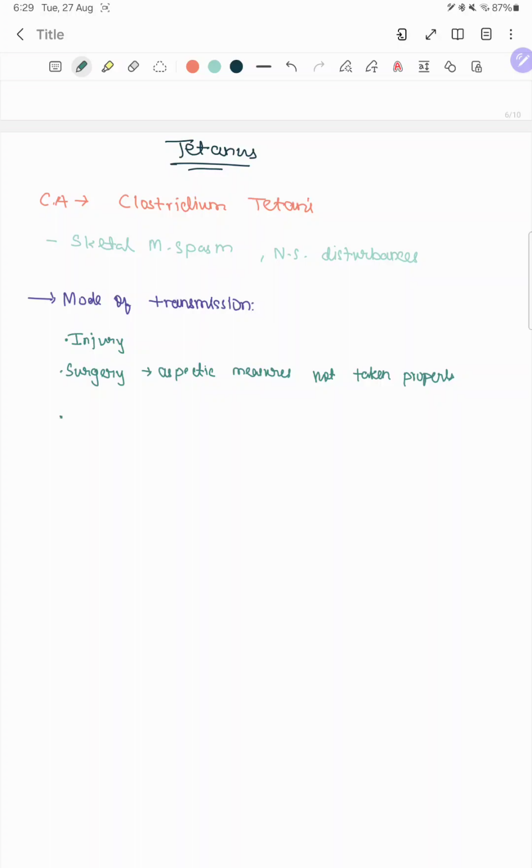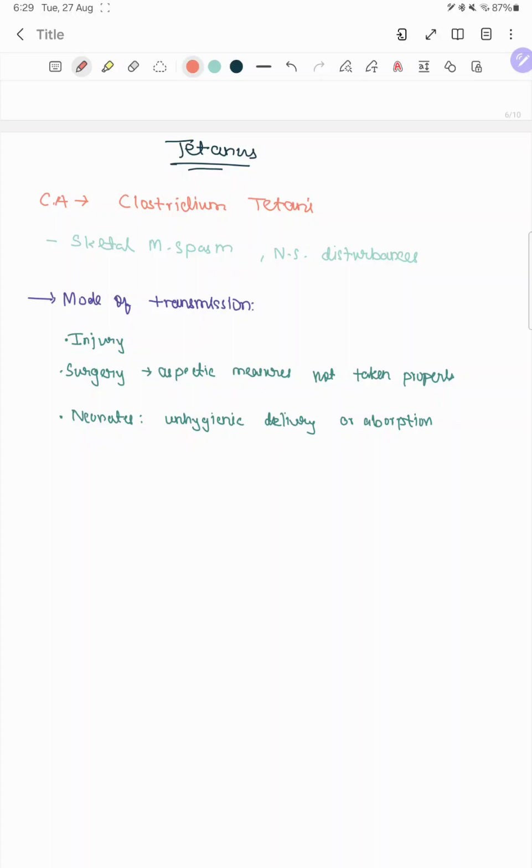Okay, it can occur in neonates when there are unhygienic deliveries or abortions.